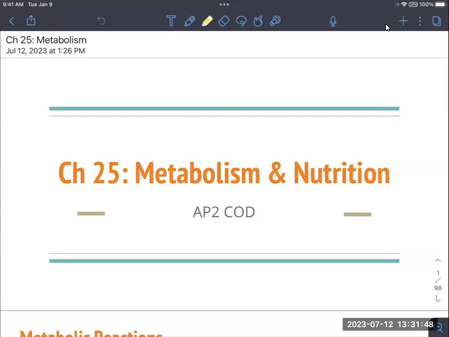Hello, welcome to Chapter 25, Metabolism and Nutrition. So we're going to go through what happens to all of these different nutrients after they have been absorbed into our system. What do we do with all of these different things? How do we make energy? We're going to look into this today.